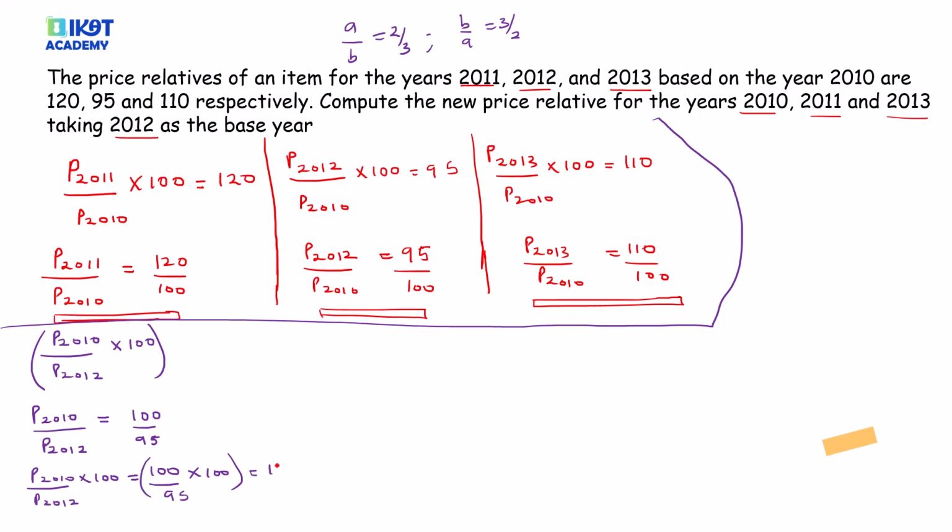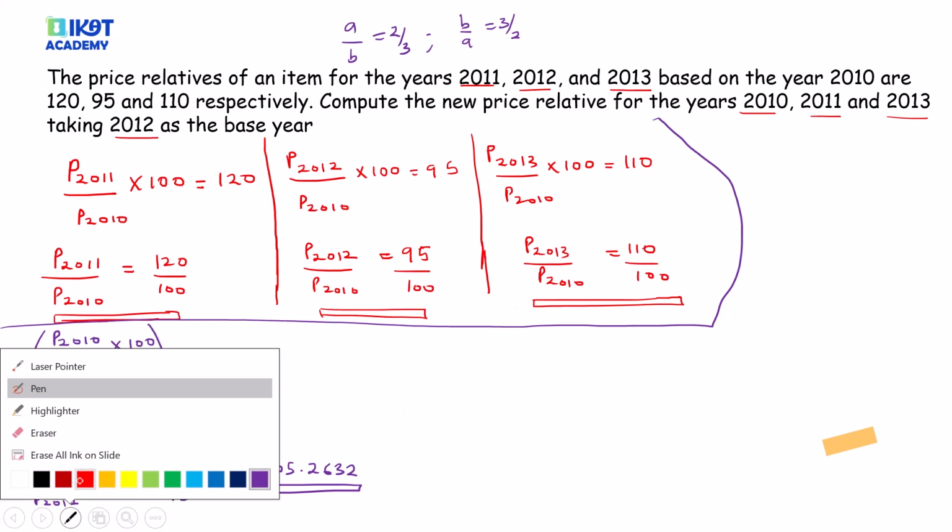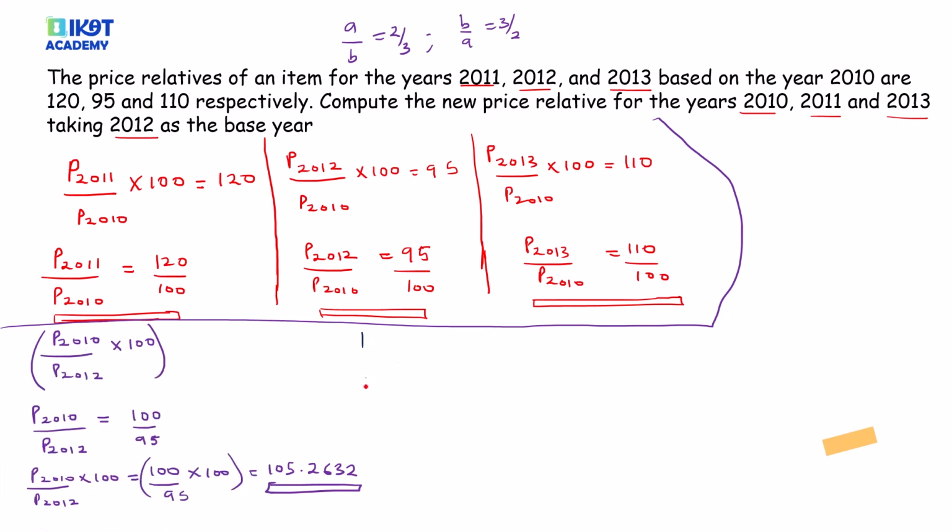I'm going to get 105.263. Now I've gotten one of the price relatives for the new price relatives I'm required to find. So that one is done. Now let's move to the next one. The next one they want is 2011 taking 2012 as the base year.